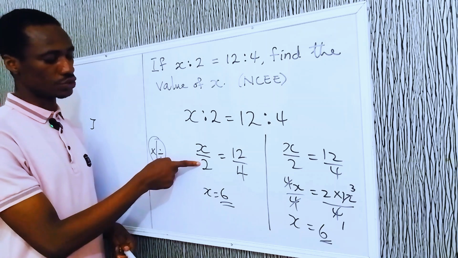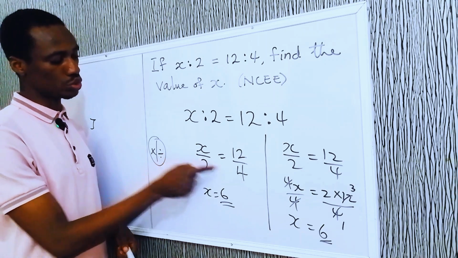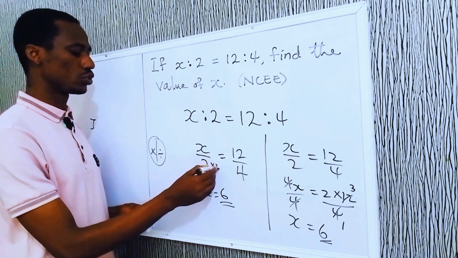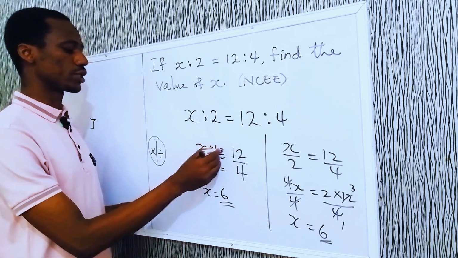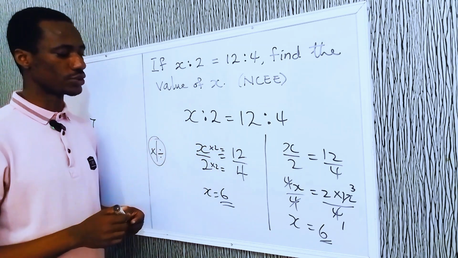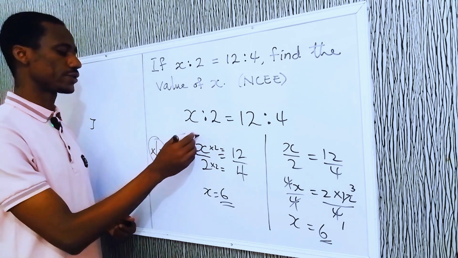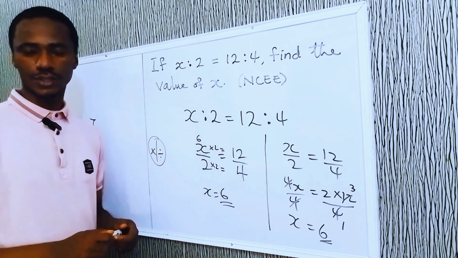So here we discovered that 2 was multiplied by 2 to get 4. So that means x also would have to be multiplied by 2 to get 12. So what do we multiply by 2 to get 12? Sorry, and that is 6. So the answer is 6.